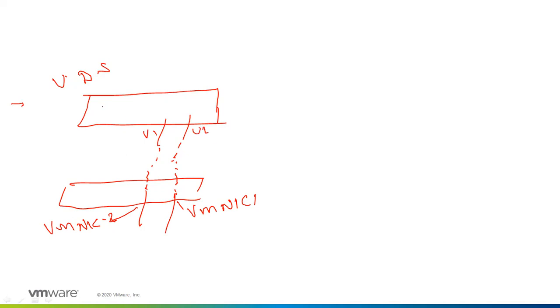So for whatever traffic is created so far in the VDS, like the DB port group, app port group, web port group, vMotion port group, and vSAN port group, for all this traffic both uplinks are active. It means from here to here, and from here to here. Both the uplinks are working as active. My load is balanced across both uplinks, right?